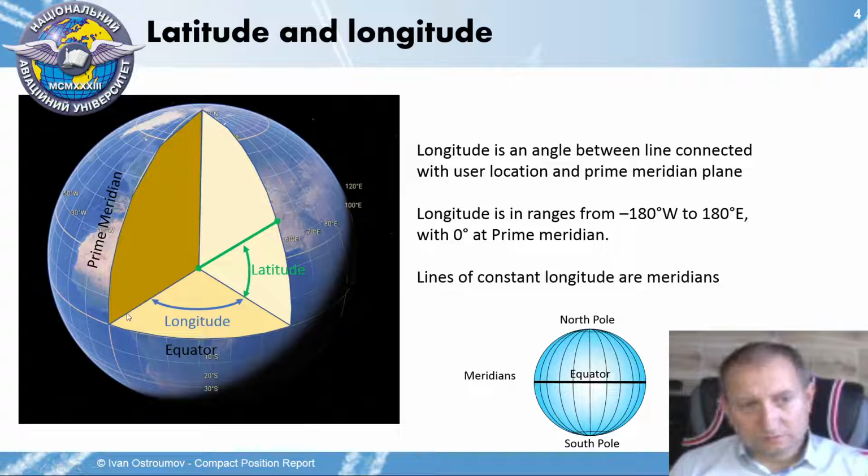Lines of constant longitude are called meridians. Thus, meridians just connect the North Pole and the South Pole.